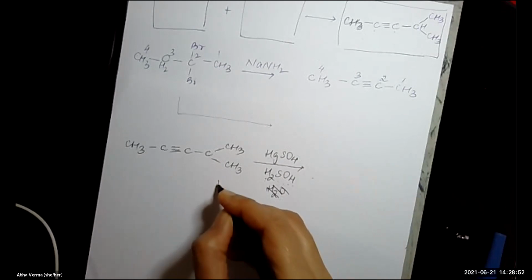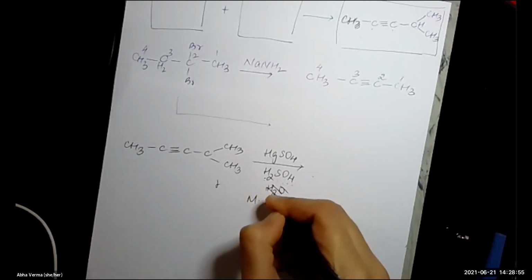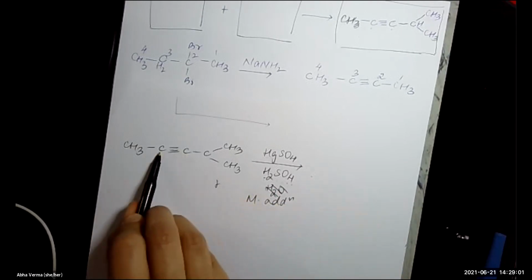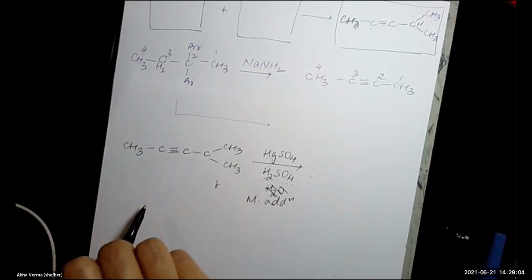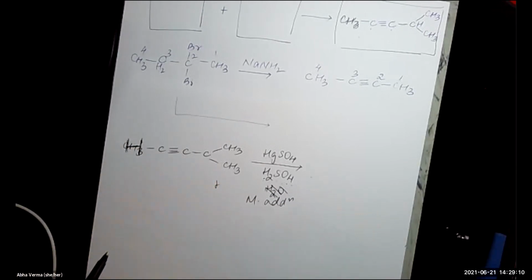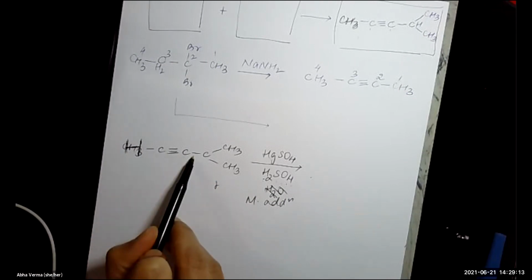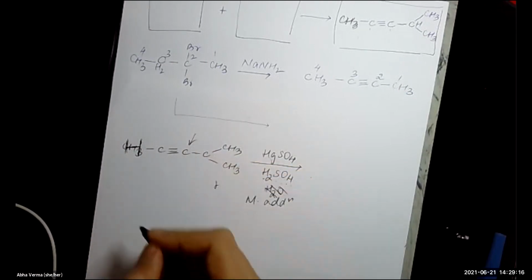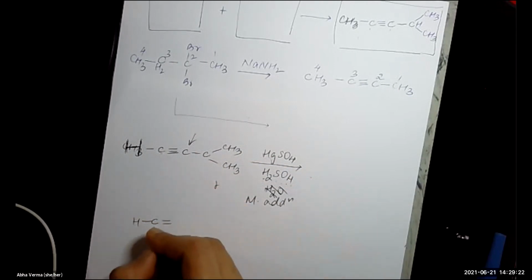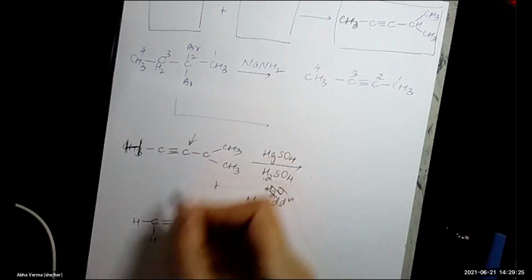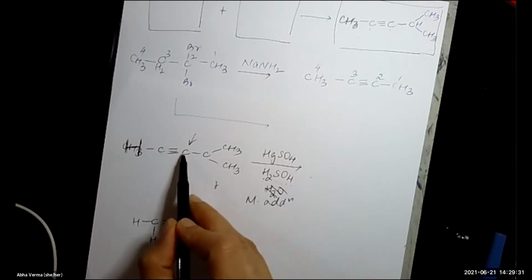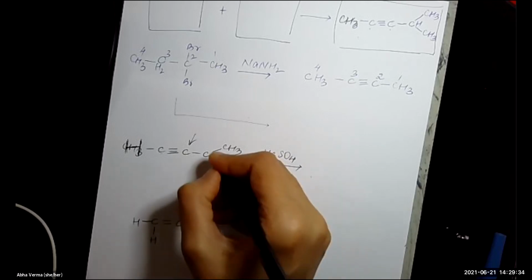So what happens is Markovnikov addition. The incoming nucleophile will go to the more substituted carbon. In this case, it can go to either one of them. If it was just a hydrogen here, not a CH3, then out of these two, it will only go to this carbon. So this is my less substituted carbon where the hydrogen will go. And this is my more substituted carbon where the OH will go. And the rest of the molecule stays the same.